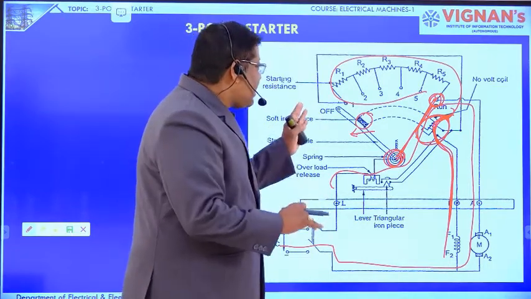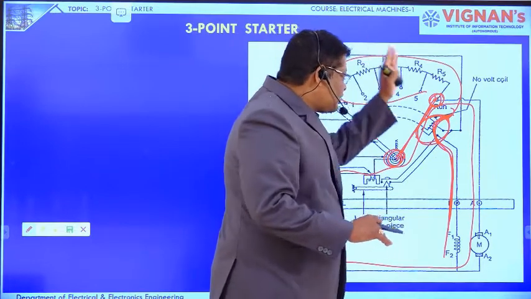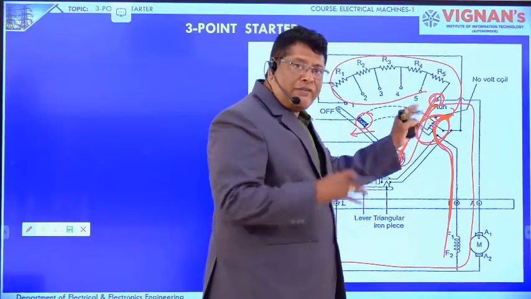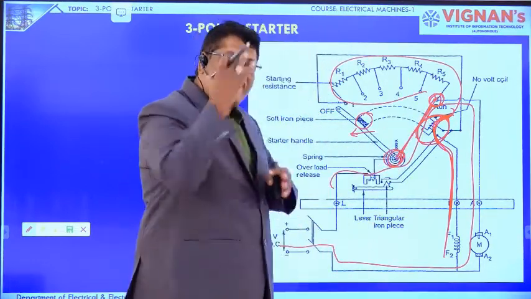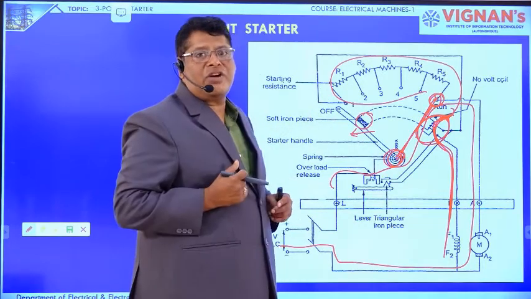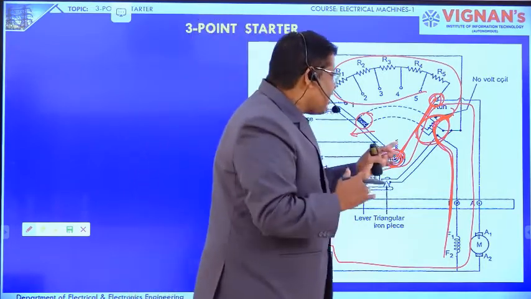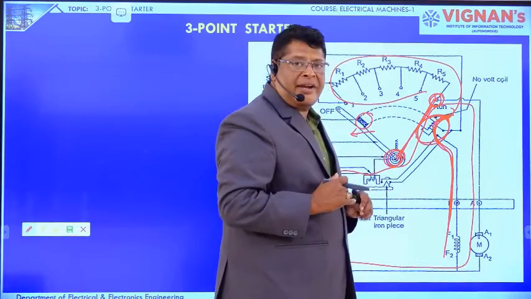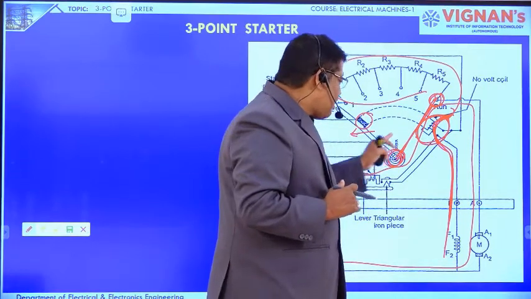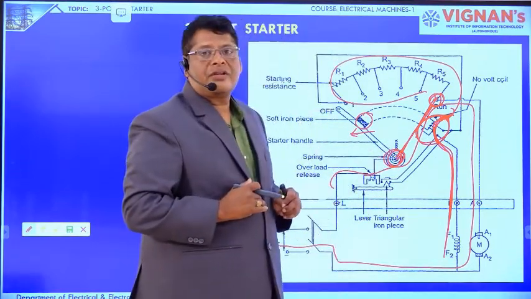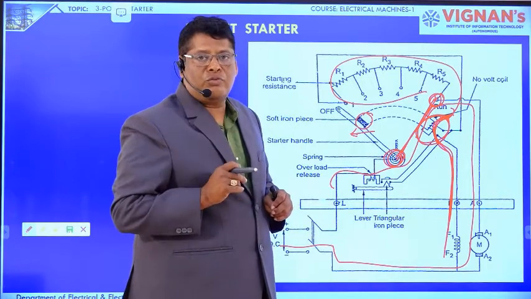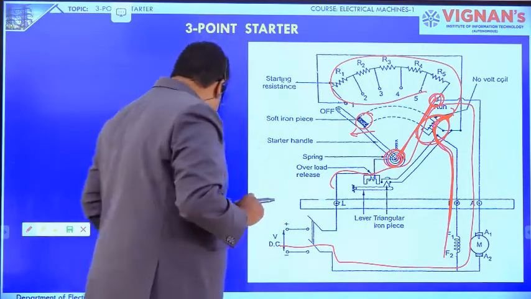So why is the handle on the sixth position, the final position? Even if you remove our hand, the handle will stay on the final stud only, because the attractive force coming from the electromagnet is more than the spring force.